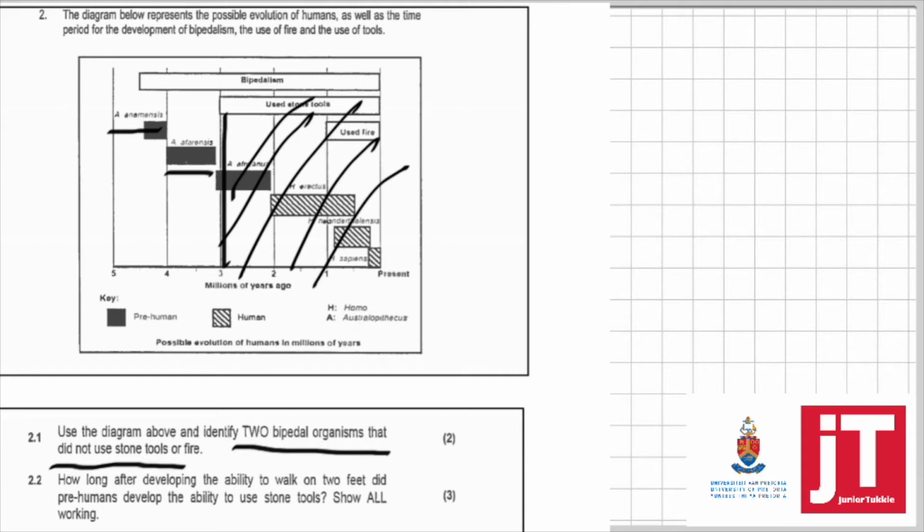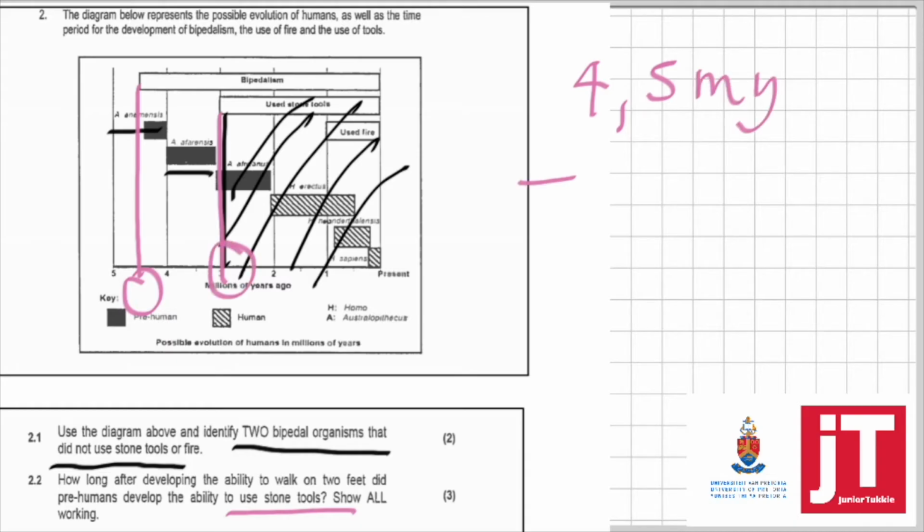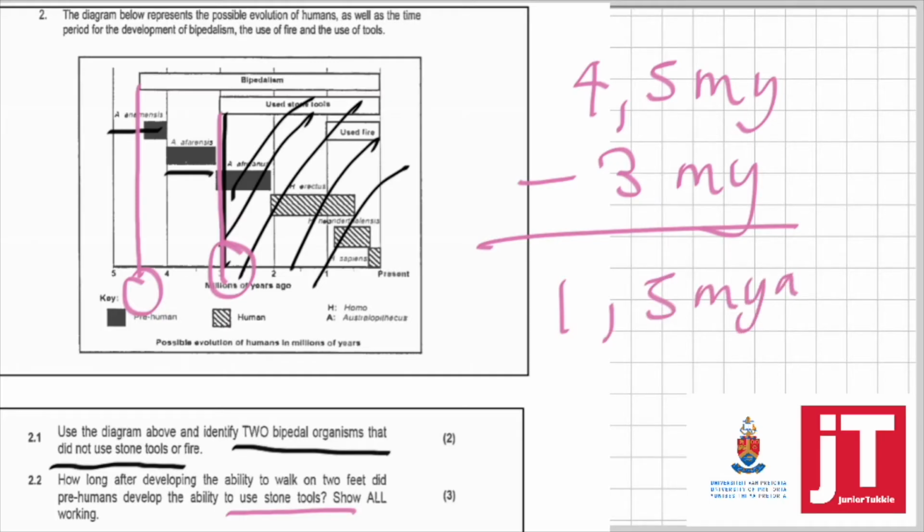Then, how long after developing the ability to walk on 2 feet did pre-humans develop the ability to use stone tools? Show all your calculations. And so this is when they became bipedal. This is when they used stone tools. So you're working out, it just should be 4.5 million years minus 3 million years, and your answer is 1.5 million years ago. Show all calculation, and that is important.